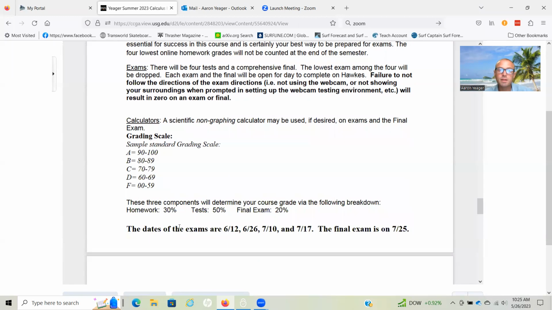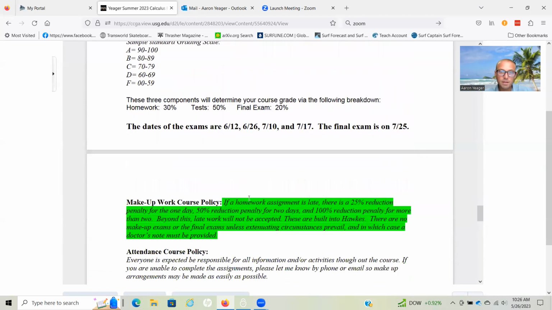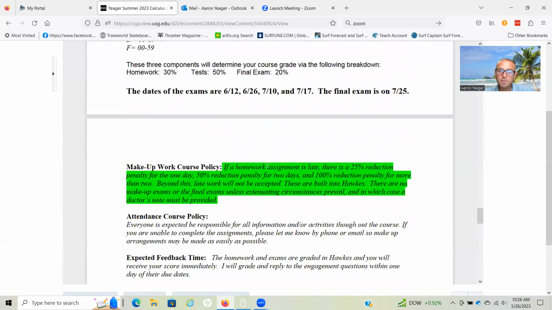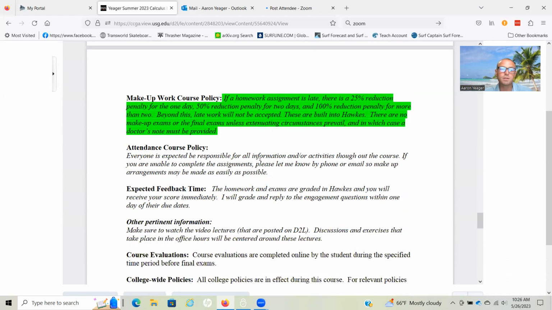Standard grading scale. This is the breakdown: 30 for homework, 50 for tests, and 20 for the final. The exam dates right now are June 12th, 26th, the 10th, and the 17th, and the final is on the 25th. All of those are open for a full day on those dates. There's no makeup work, but there is late work. Late work is allowed with a reduction of 25% if it's one day late, 50% for 2 days, and 100% after that. But in the end, missing 4 is not going to do anything because the lowest 4 are dropped.